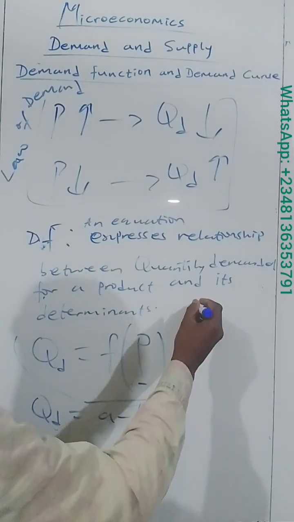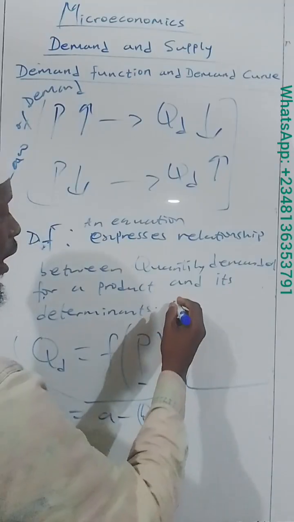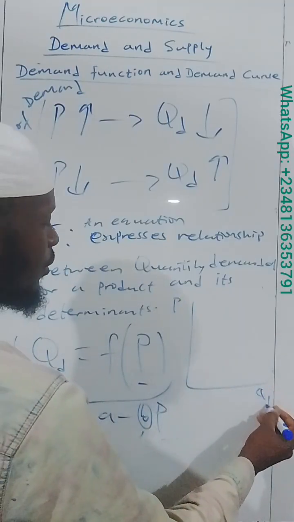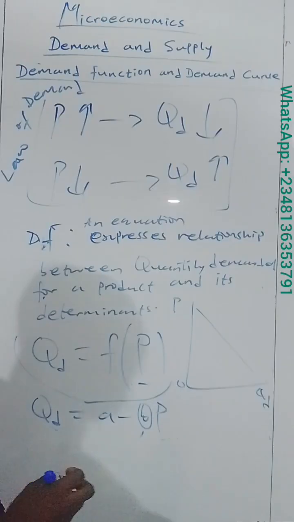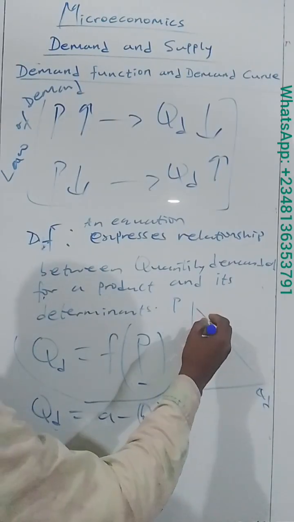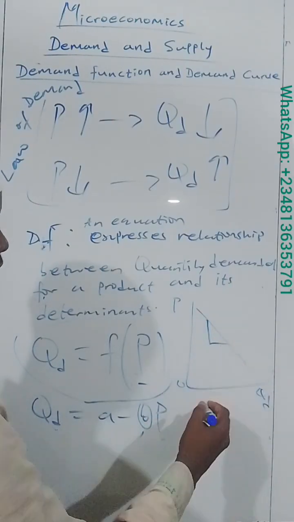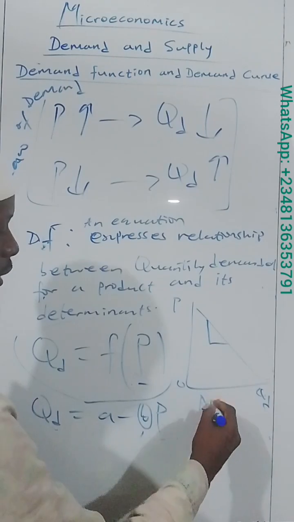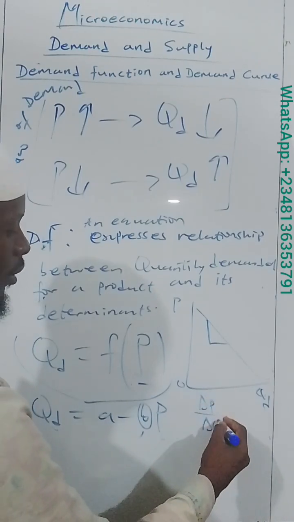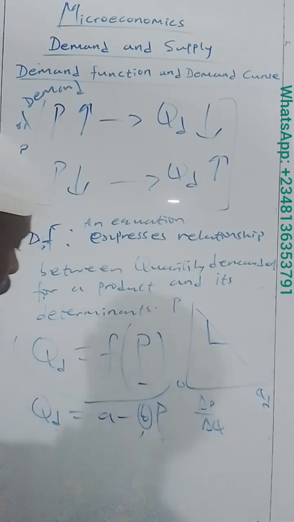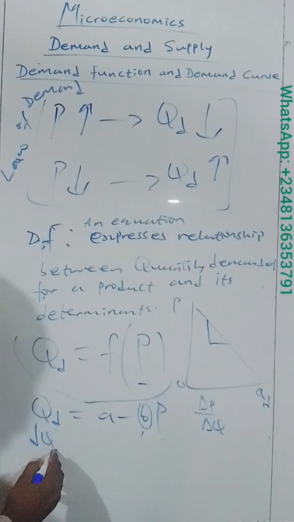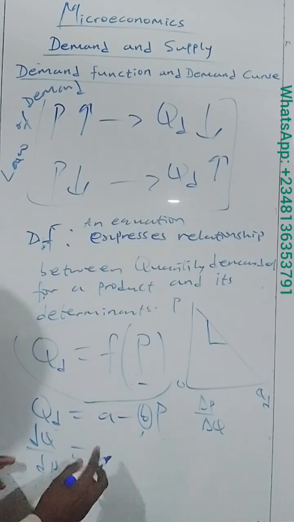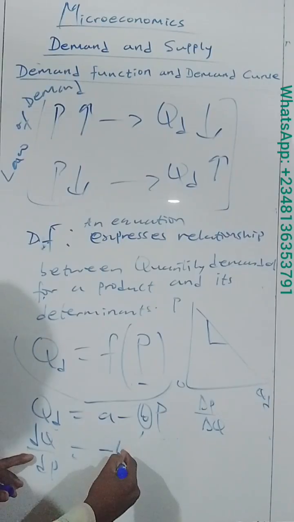Here, if I draw a demand curve, I have P here, I have QD here, and I have 0 here. If I am to determine the slope of this curve, the slope will be changing P divided by changing Q. That is going to be the slope. But look at this function, I can derive dQ/dP. And the dQ/dP here is simply minus B.